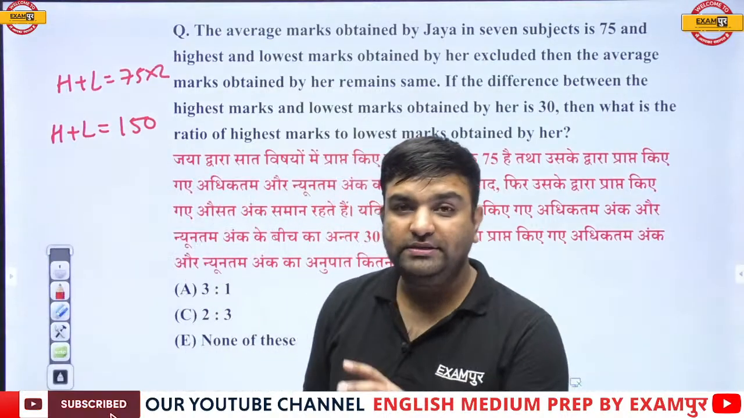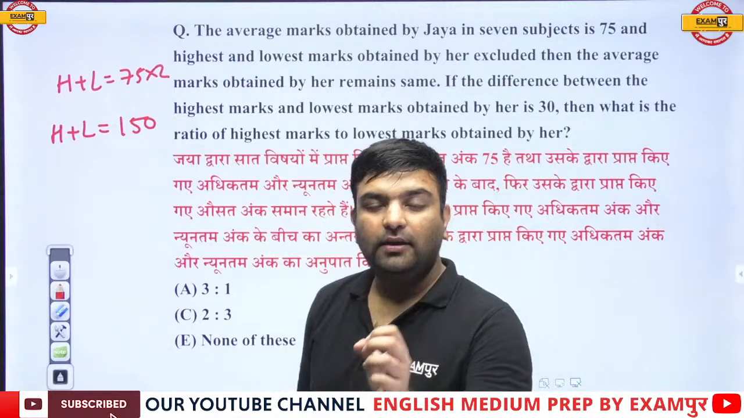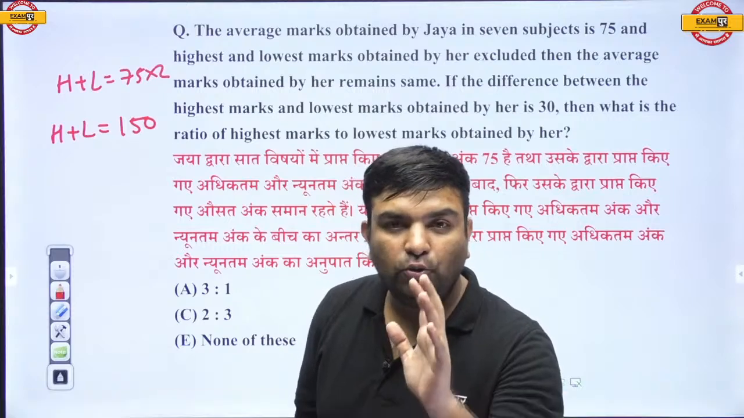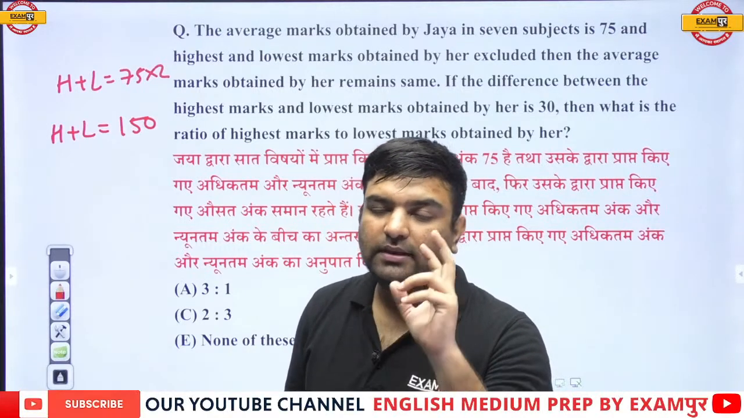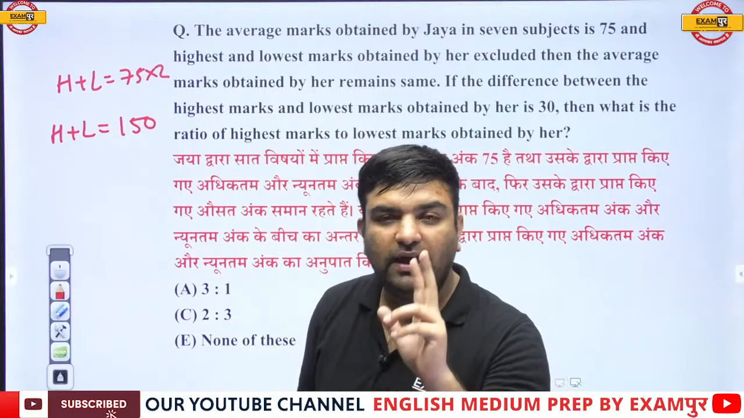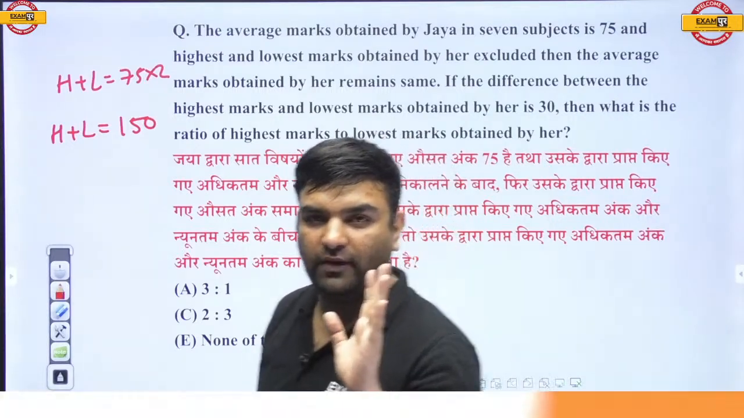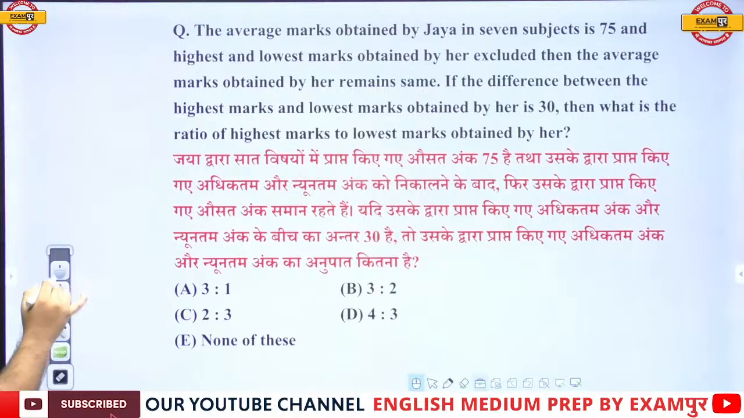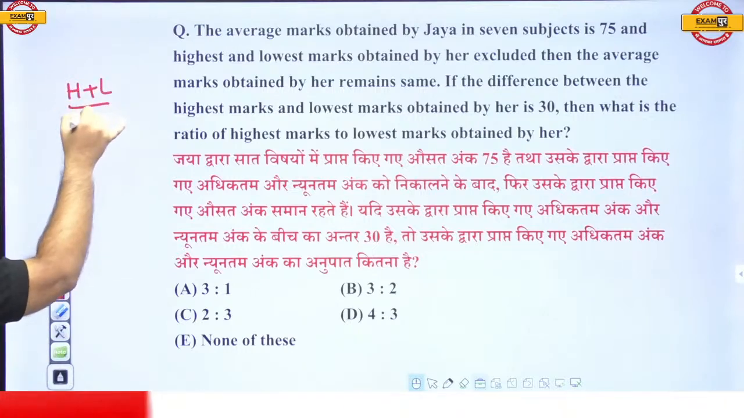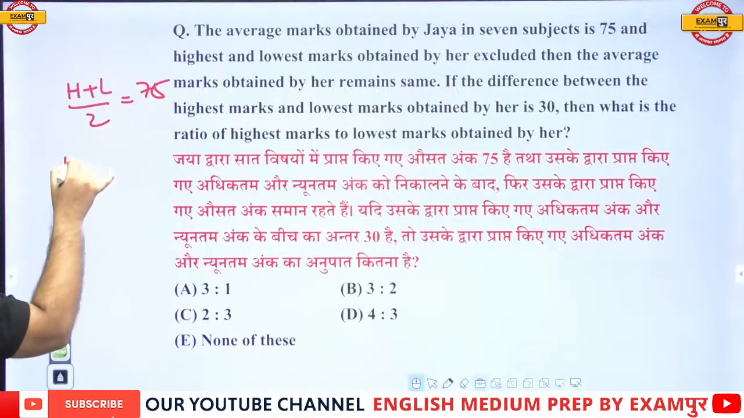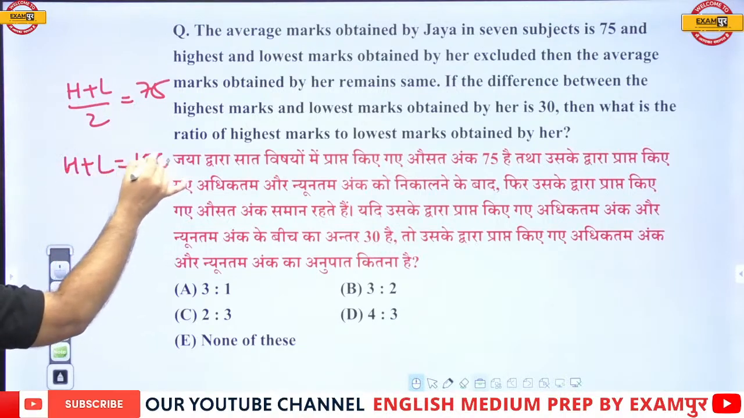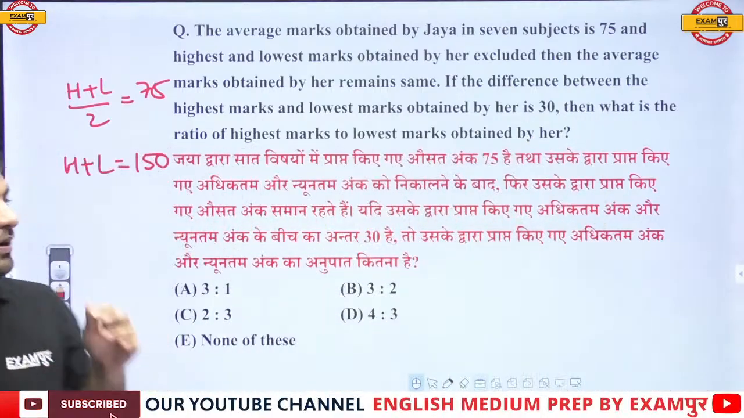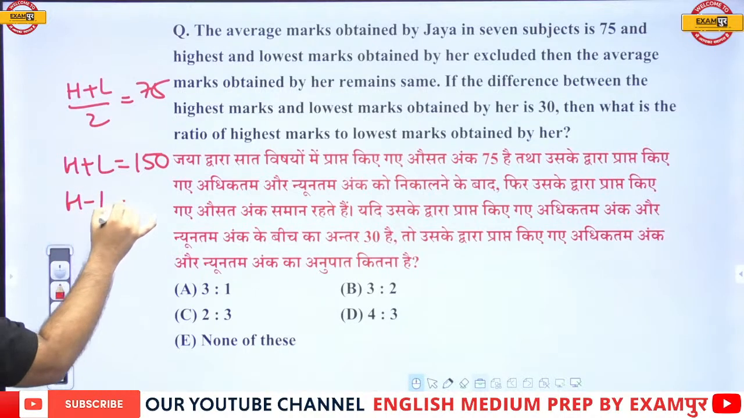Have you got this concept? What did I just say? If the average remains the same on excluding two numbers, this means the average of the excluded numbers is also 75. So the sum of the excluded numbers is 150. Perfect. So the sum of the excluded numbers is 150 and the difference of them is 30.